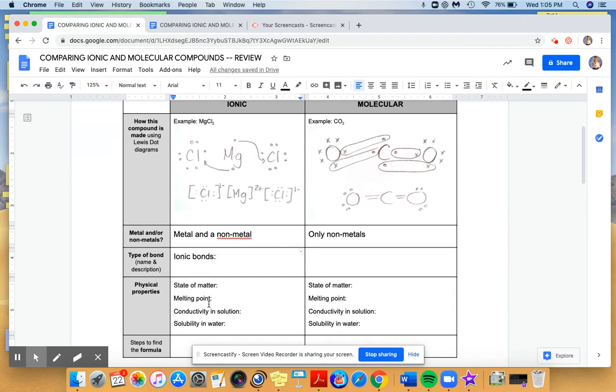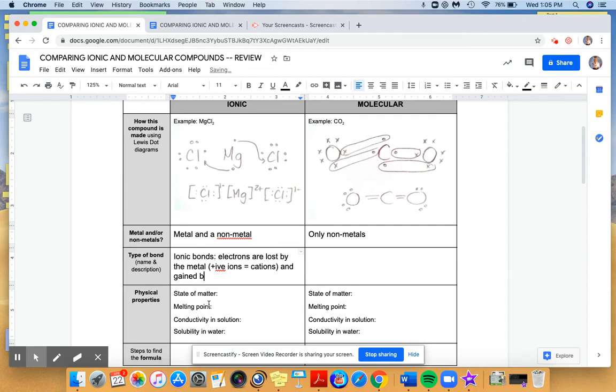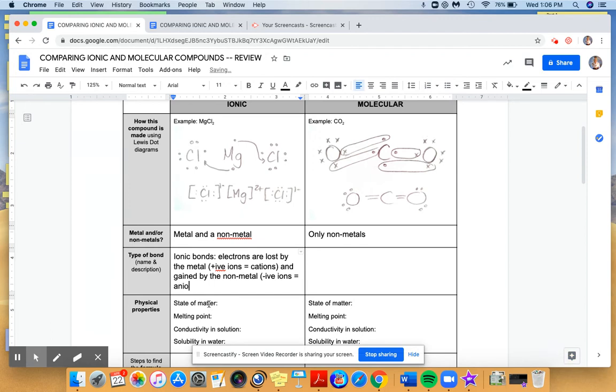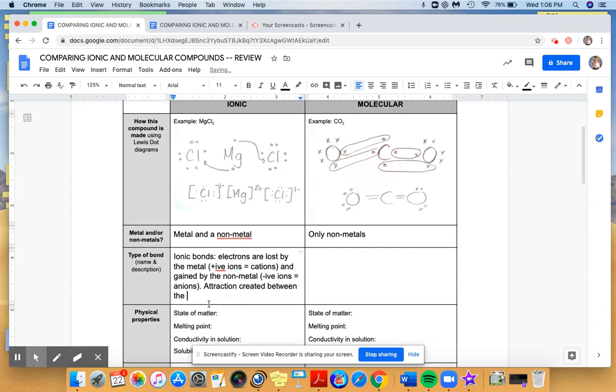So the types of bonds in an ionic compound, they're ionic bonds, and you have to describe what that means. So electrons are lost by the metal, and that means they become positive ions, and those are called cations. Those electrons are gained by the nonmetal, making a negative ion, which is an anion. So the attraction, how do we get the actual bond? The attraction created between the positive and negative ion, that's what makes what's called an ionic bond.